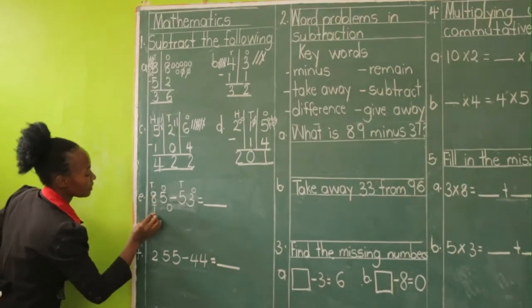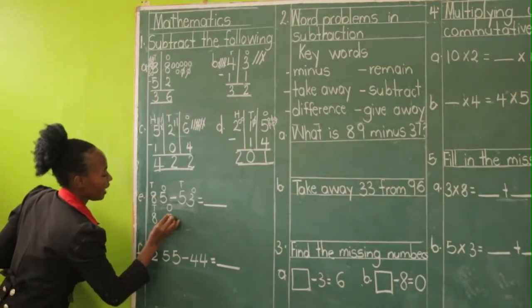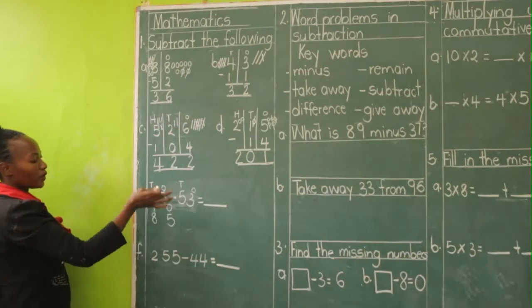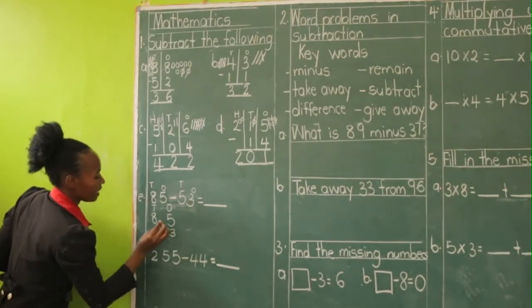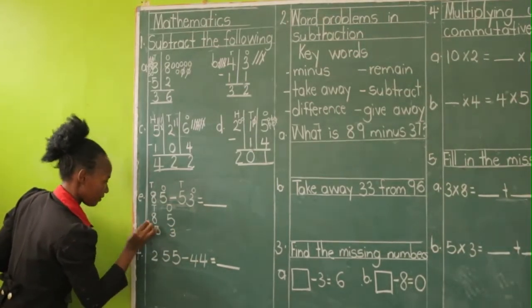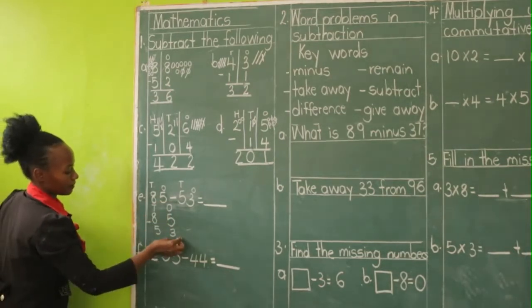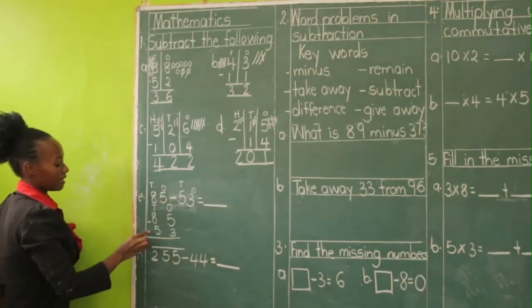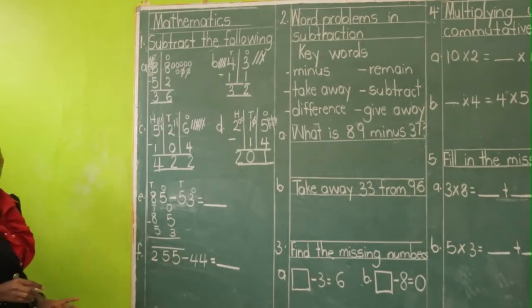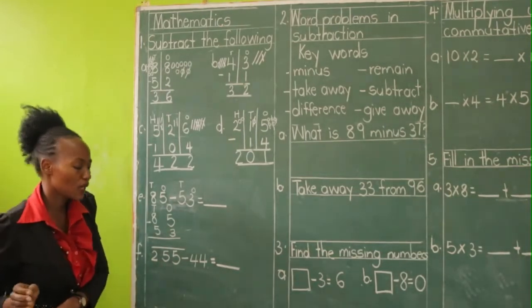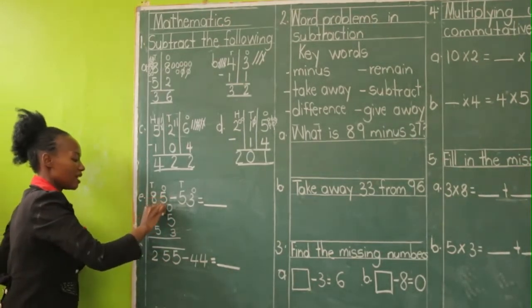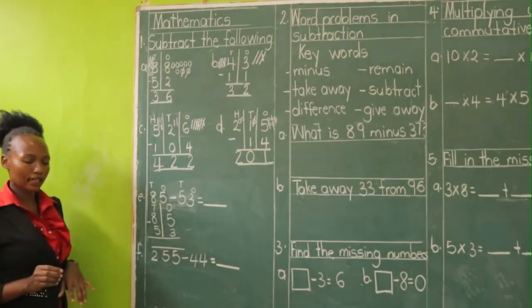Here we have 8, 85. Then here when I look at 1s, there is 3, and then 5. Minus. We move with our symbol. Then we are going to draw a line in the middle. I don't want you to forget it, so that you can separate them.